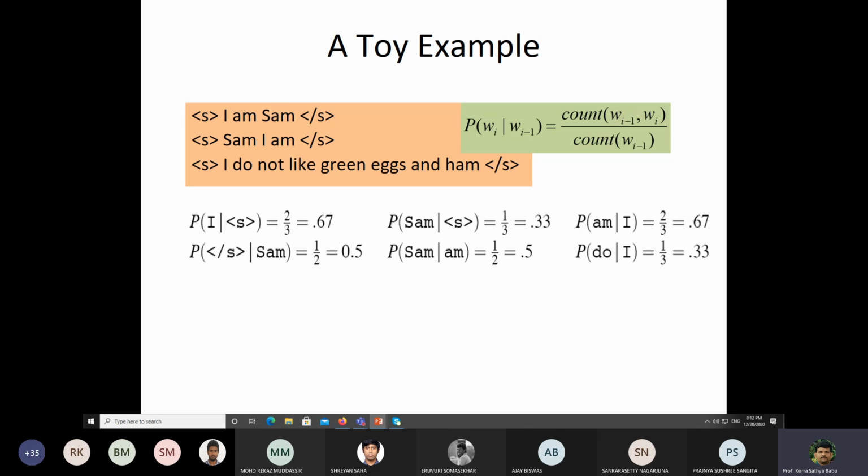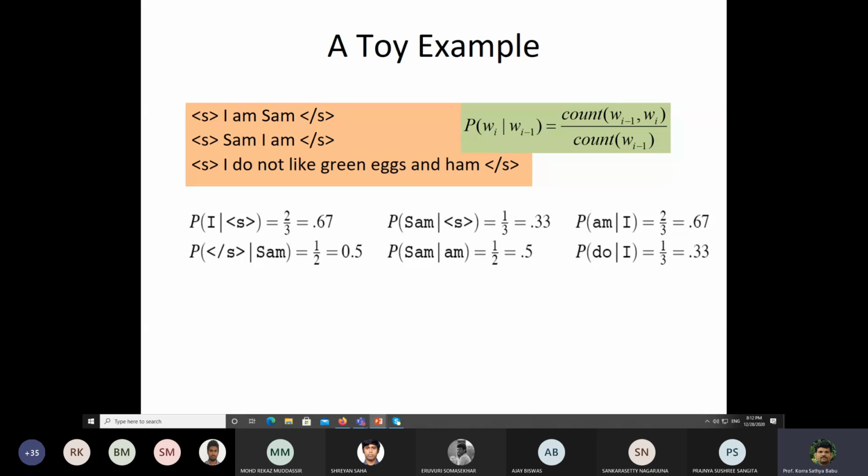You see here, the example will come. Next one I am just giving, probability of the end of the sentence given Sam. Sam given as end of the sentence. How many times did Sam occur? In how many sentences did Sam occur? In 2 of these sentences, Sam occurred. Out of that, how many times is end of the sentence there? Only once. 1 divided by 2, that is equal to 0.5.